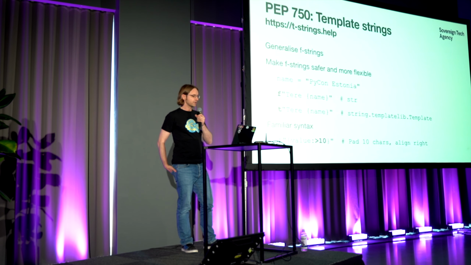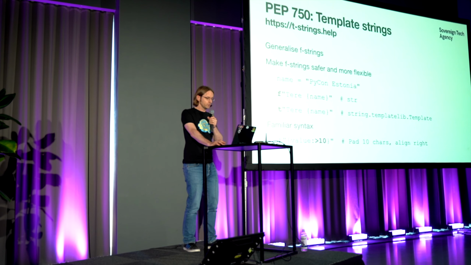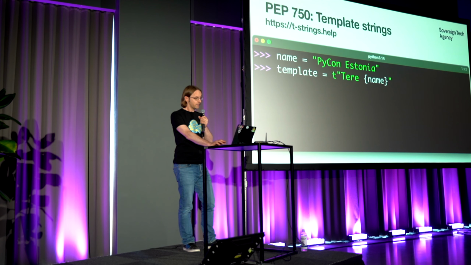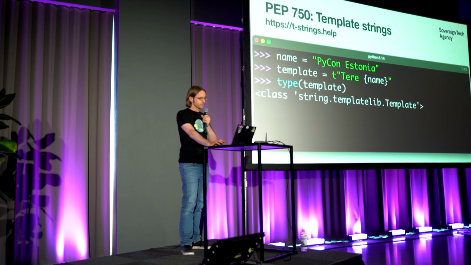T-strings are a generalization of F-strings. Their syntax is just like F-strings, but with a T prefix. The big difference is T-strings give you a new template type. For example, here's a familiar F-string. It gives us a string. Here's a T-string. So far, it looks the same except use a T prefix instead of an F. However, it has a new type.